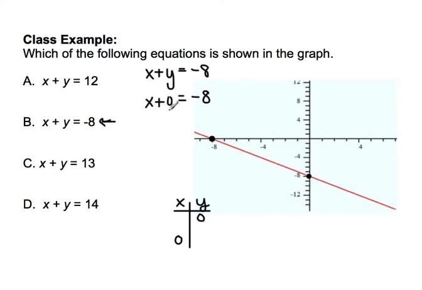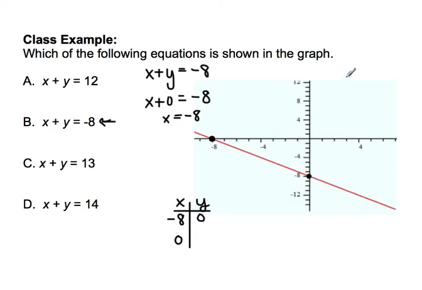So x plus 0 is -8. So that means x has to be equal to -8. Well, that is one of my points. Let's try it and see if that's another point.